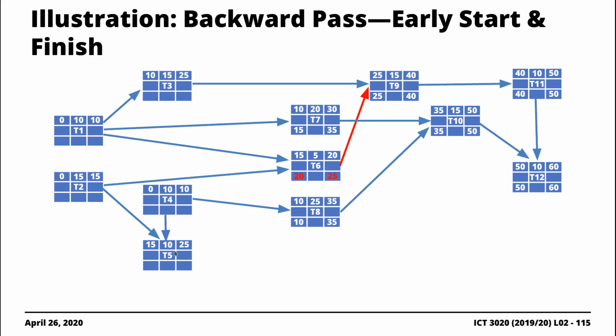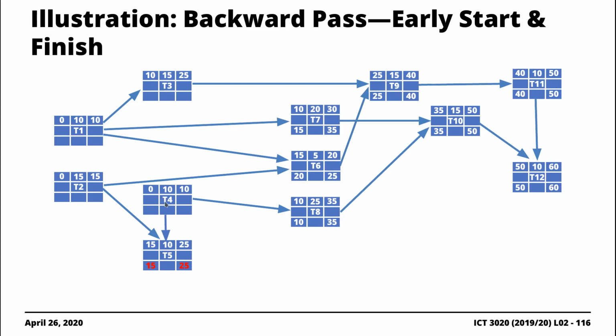Then we come to T5. Now T5 is a pretty interesting case here. T5 is a similar case as this particular task here. Because there's no task that is dependent on it, we just bring down the 25, similar to what we did here. Subtract 10, and then we get 15 here.